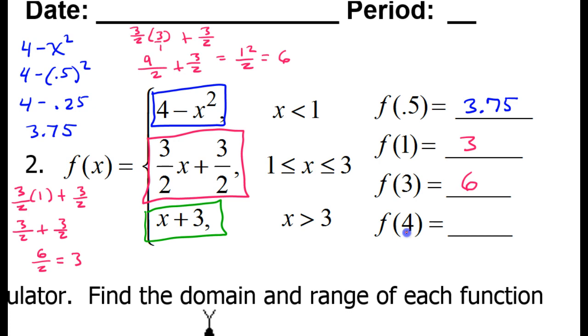All right, what about an x value of 4? Well, we will use the green function, because we use the green function whenever the x value is greater than 3, which 4 is. So x plus 3 becomes 4 plus 3, which is 7. So that's it for problem number 2.